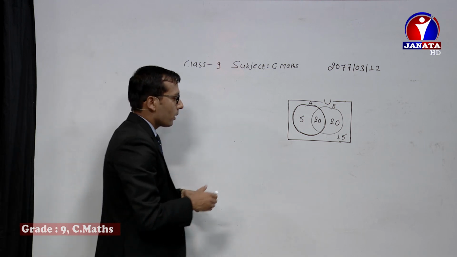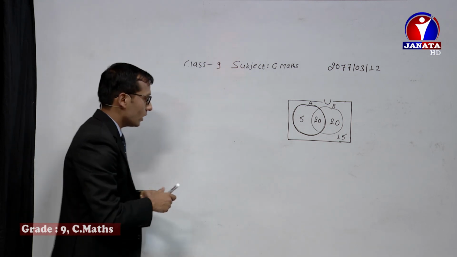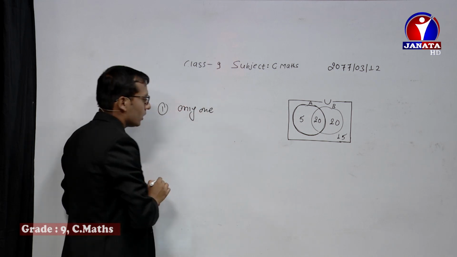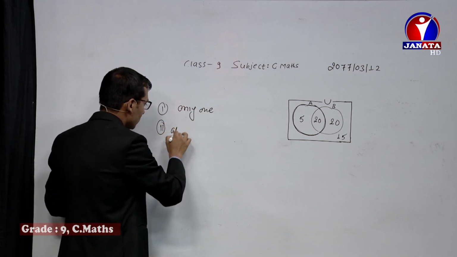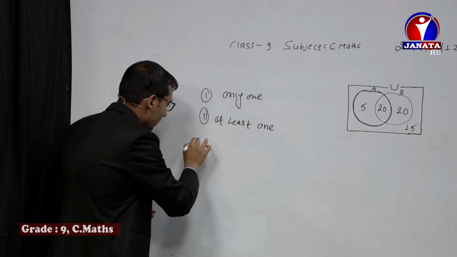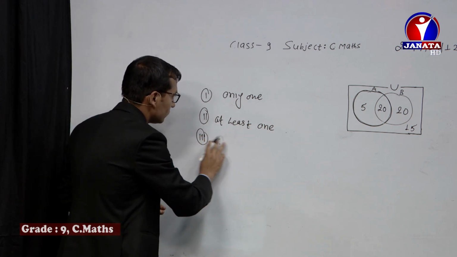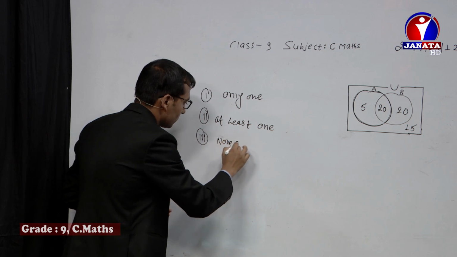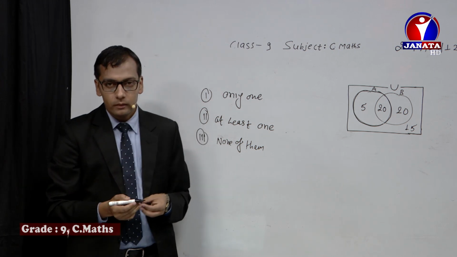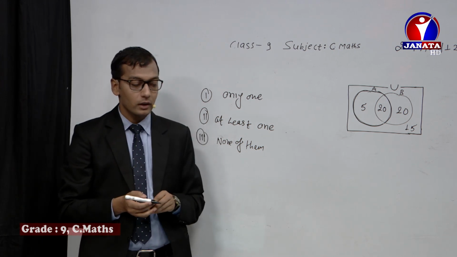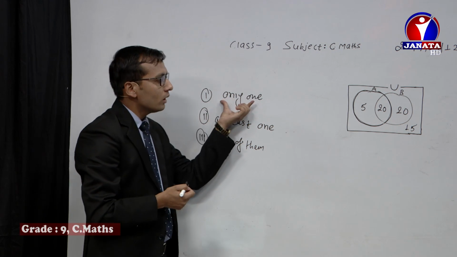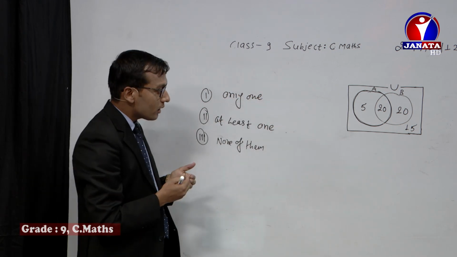If a question uses words like first, only one, second, at least one, and third, none of them. These are the keywords we generally use in exercises of sets, and we must know about them. Only one means the elements in only one set.